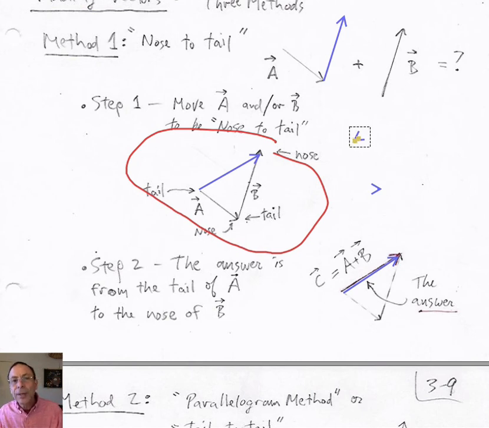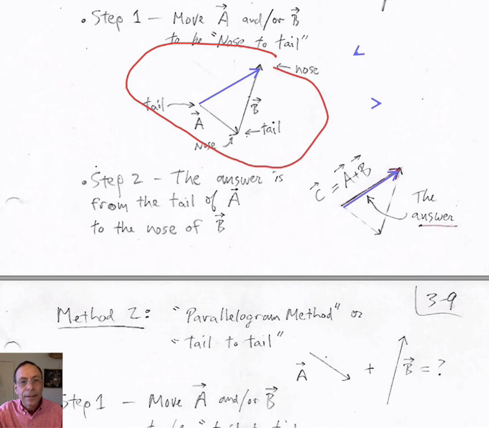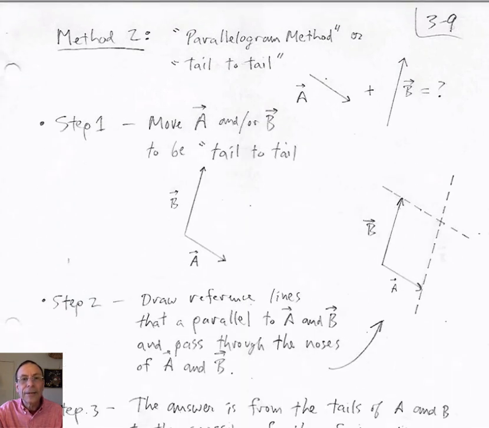I should point out that whether you put the tail of B on the nose of A, or you do it the other way around, you put the tail of A on the nose of B, you get the same answer, right? It doesn't matter which way you do it. So don't worry about that. Okay, let's move on. Here comes the second method.